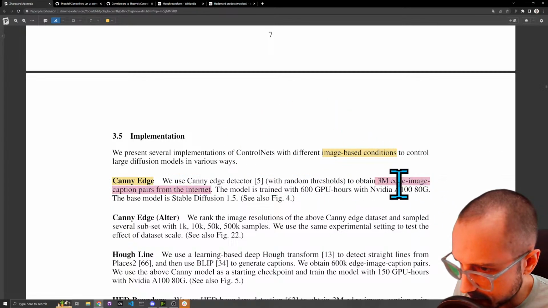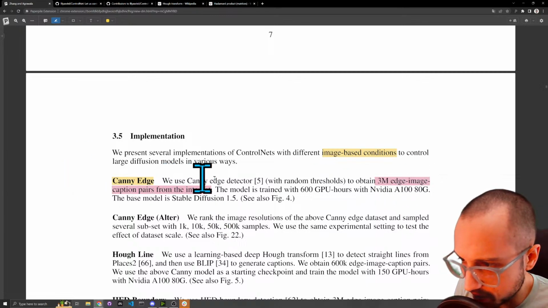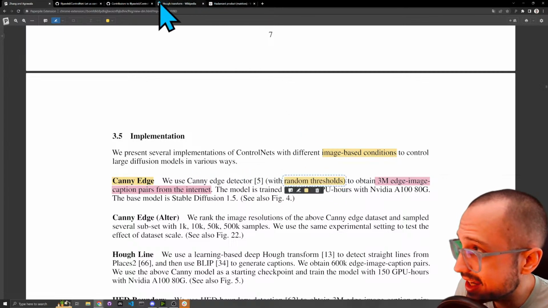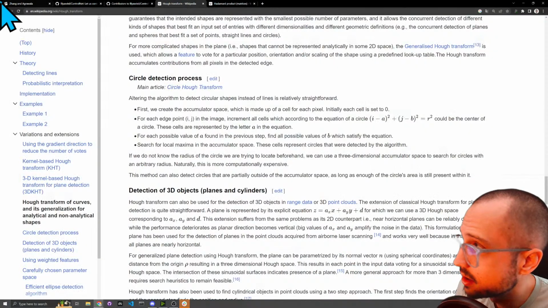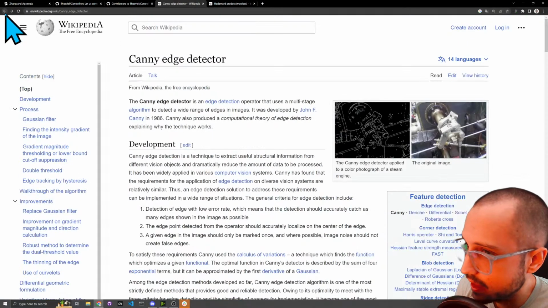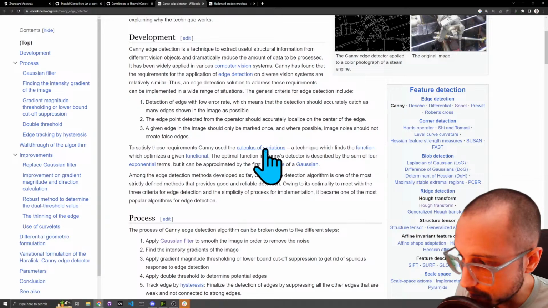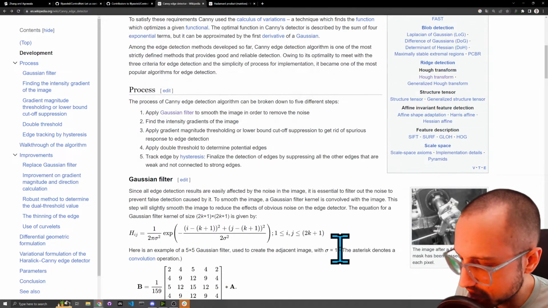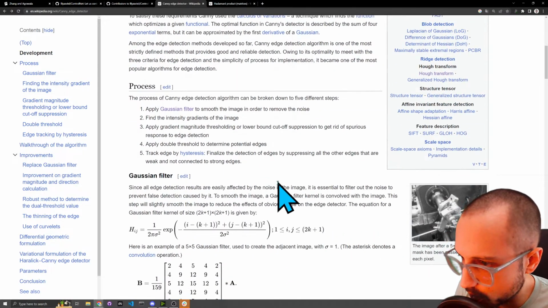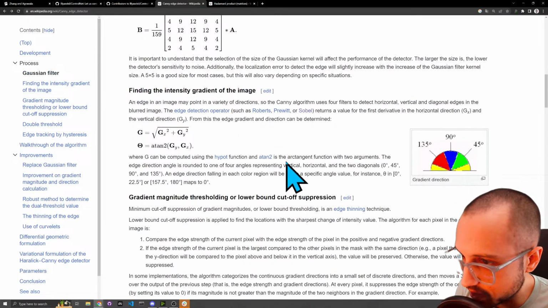So they take a bunch of image caption pairs, and then they feed the image into some kind of generic Canny edge detector. It says here random thresholds. What they mean by that is that the Canny edge detection algorithm has magic numbers in it, right? There's specific numbers in there where you have to decide what is the threshold, right?